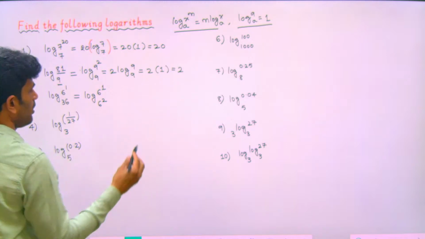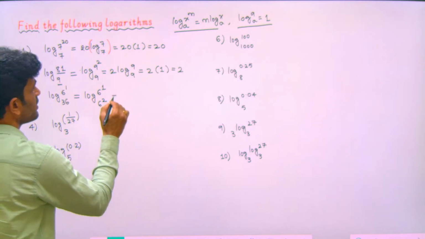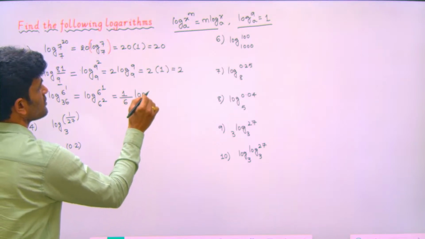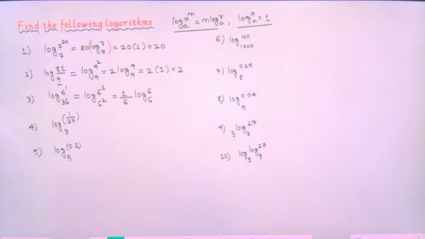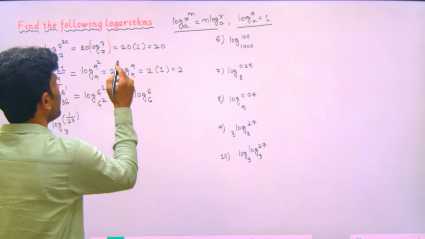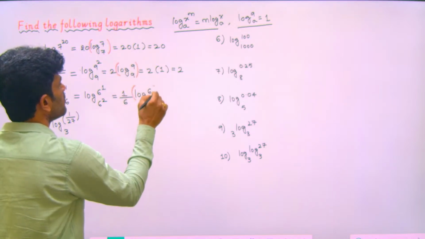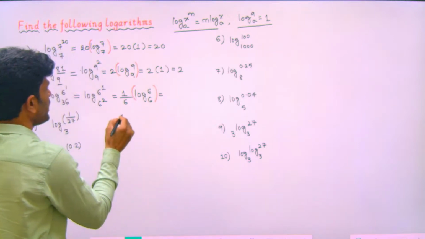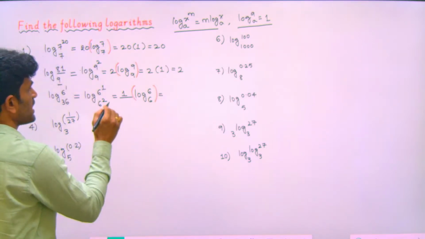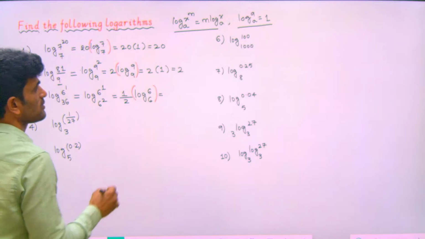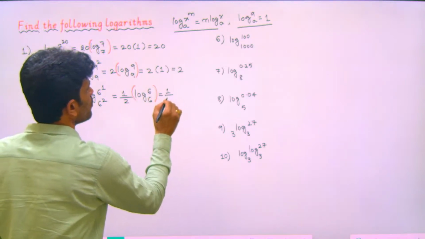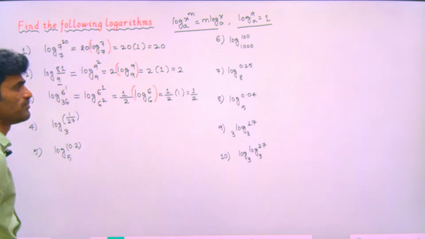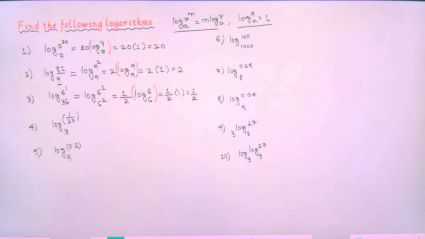By using this formula, what can we write? 1 by 2 log 6 to the base 6. Oh, it is not 1 by 6, it is 1 by 2, because the base has power 2. Again, log 6 to the base 6 is 1. So it is 1 by 2 into 1, which is only 1 by 2. Hope you understood this also.